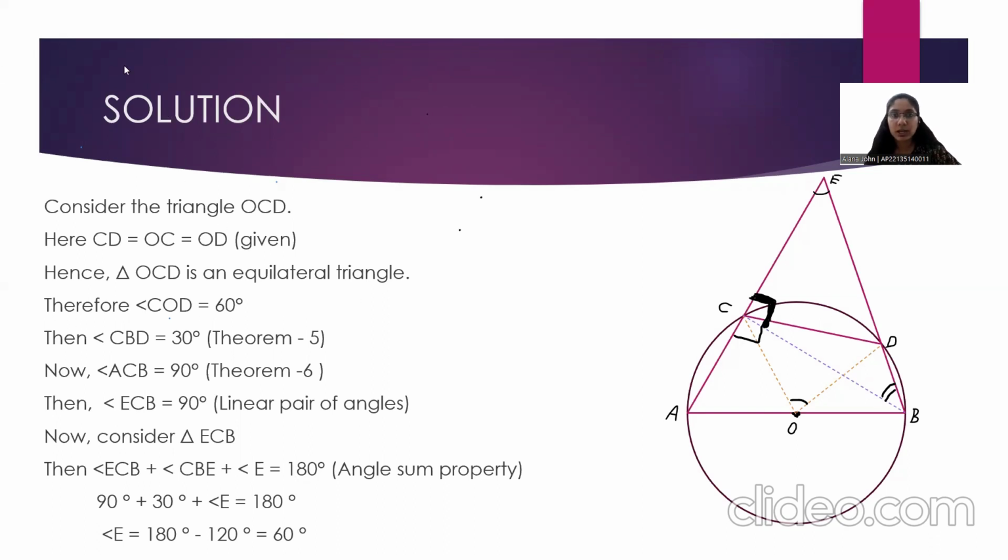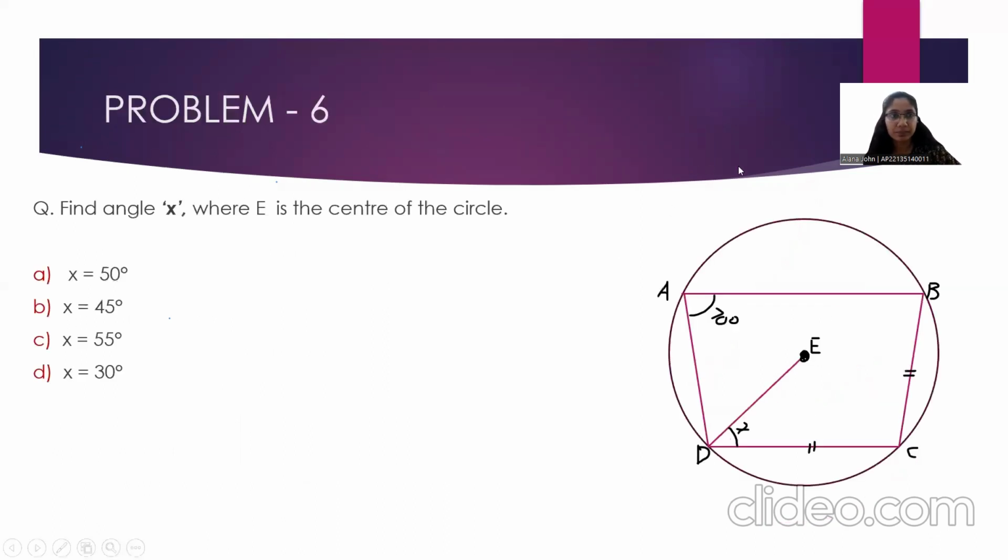Okay. So now let's move on to the last problem of this lecture, problem 6. So here is the problem 6. Let's read the problem. Problem is to find angle X. See, a diagram is given and here we have to find this angle. The angle X we have to find, where capital E is the center of the circle. Capital E is taken to be the center of the circle.